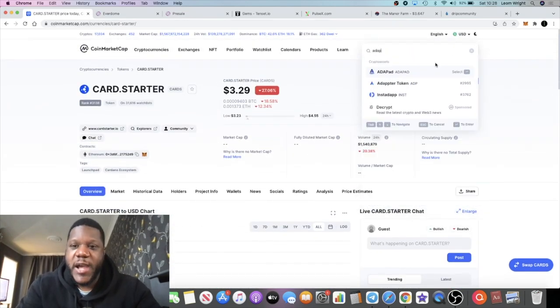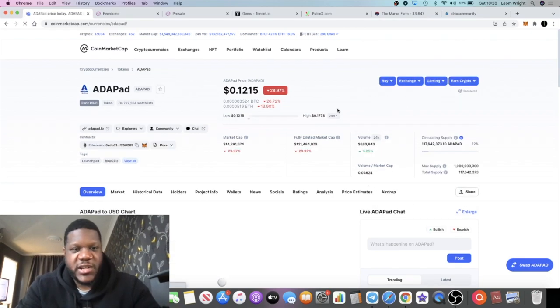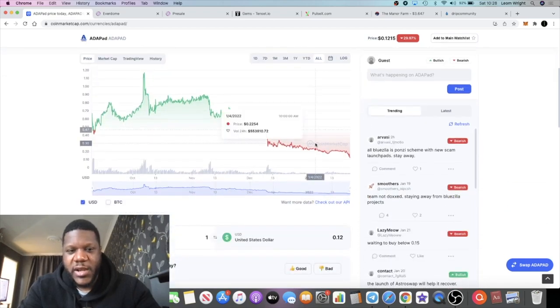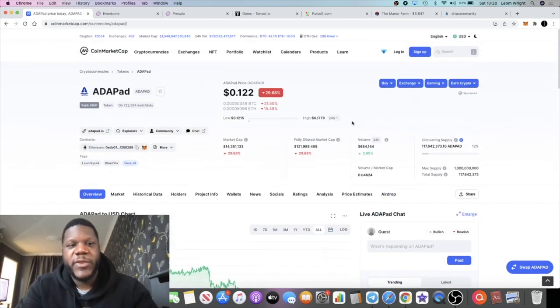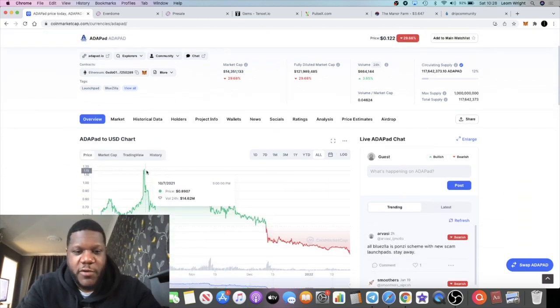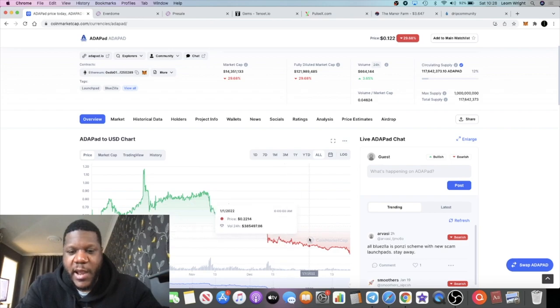If we look at AdaPad and all of the Bluezilla projects, like Meta VPad and so on, everything is down, guys. And the tiers for the subscriptions do not change on these Launchpad projects. So when you're picking up down here, you can get into the IDOs. I mean, look, 14 million market cap. I'm not sure what it was over here, but I'm sure it was a lot higher than that. But right now, it's the lowest that it's ever been.